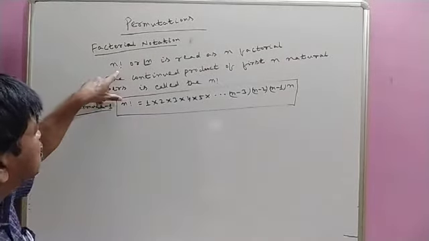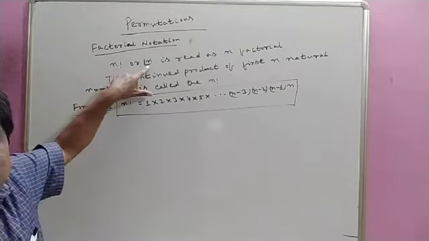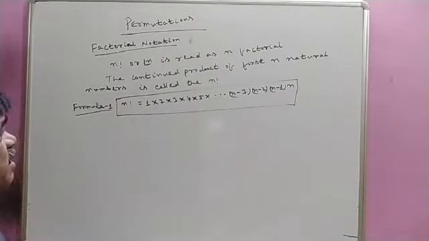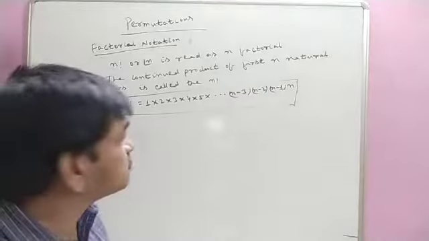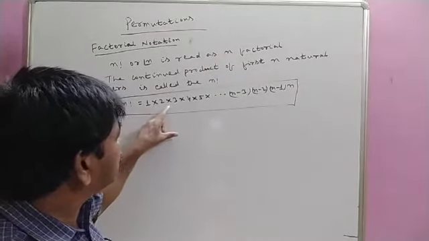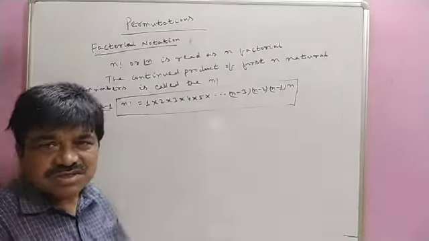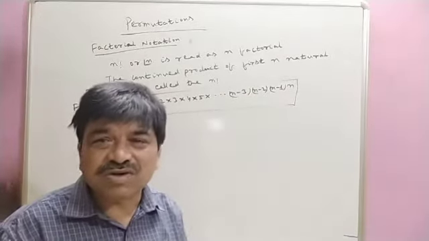You see this symbol is read as n factorial. You can also write like this. Both these symbols are read as n factorial. So what is n factorial? The continued product of first n natural numbers is called n factorial. So remember, n factorial is equal to 1 into 2 into 3 into 4 into 5 up to n. This is the continued product of first n natural numbers.